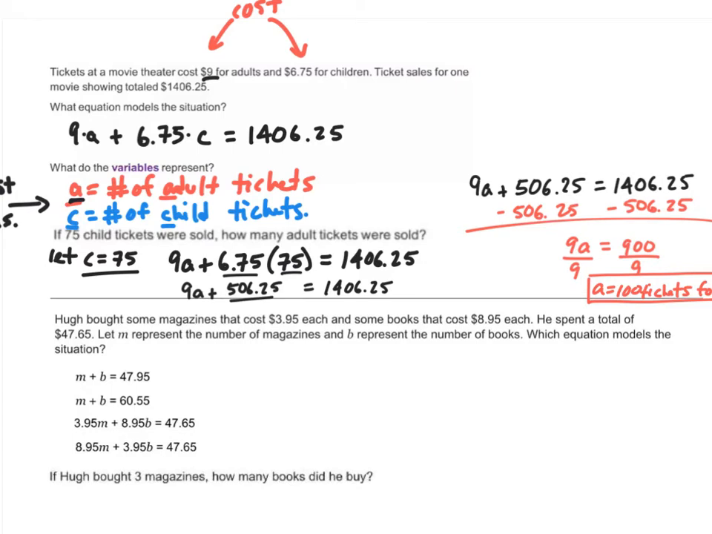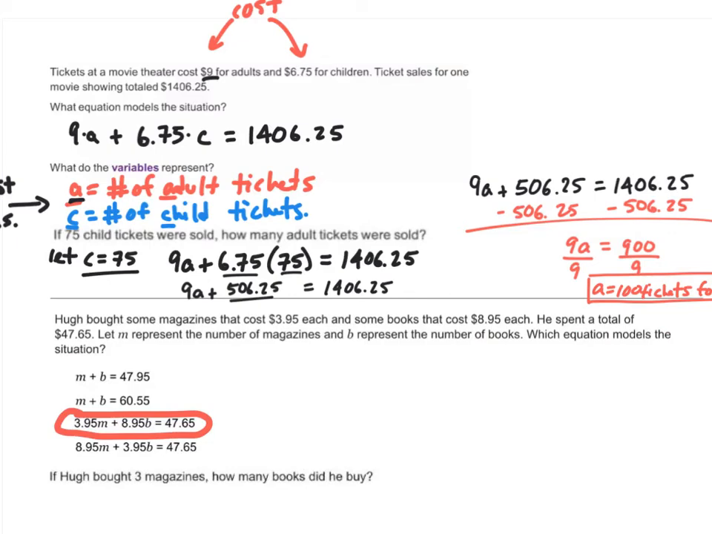I'll read it out loud. Okay, Hugh bought some magazines that cost $3.95 each and some books that cost $8.95 each. He spent a total of $47.65. Let M represent the number of magazines and B represent the number of books. Which equation models this situation? Okay, you should have picked this one here. Okay, $3.95 times the number of magazines, and then $8.95 times the number of books is all going to give you $47.65.